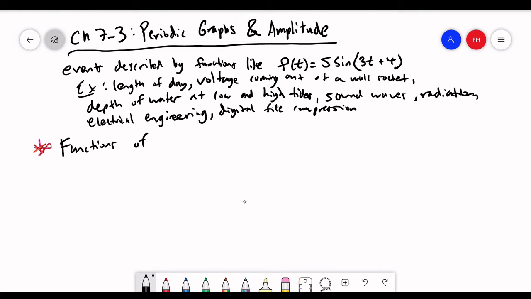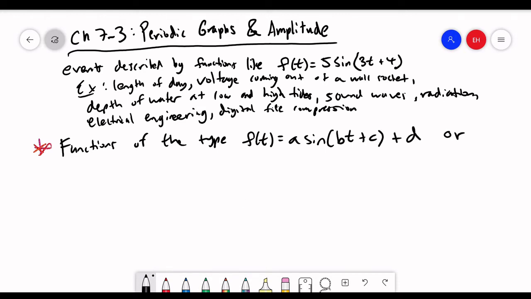Well, it can model things like length of day, voltage coming out of a socket, depth of water during the tide, sound waves, radiation, electrical engineering, and digital file compression. Basically, anything that follows a repeated cycle-like pattern could be modeled by a sine or cosine wave function.